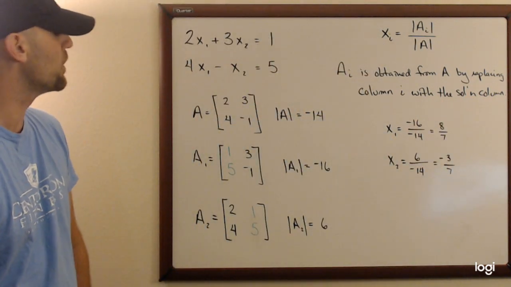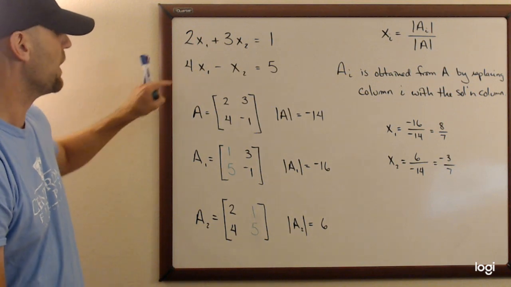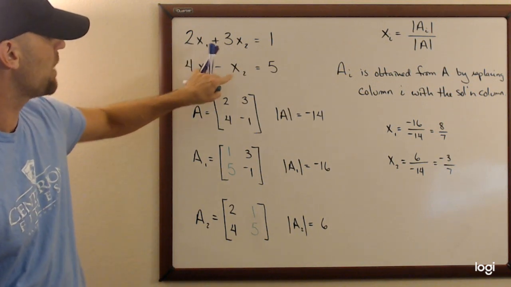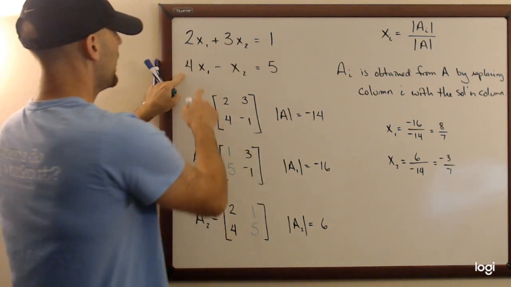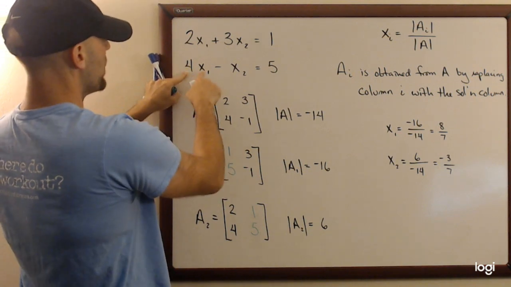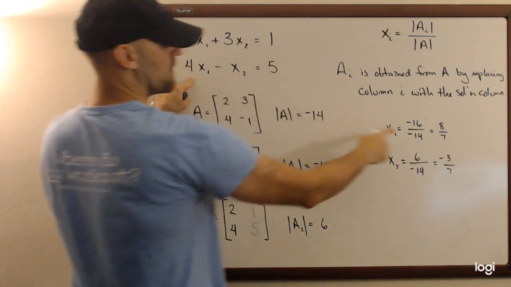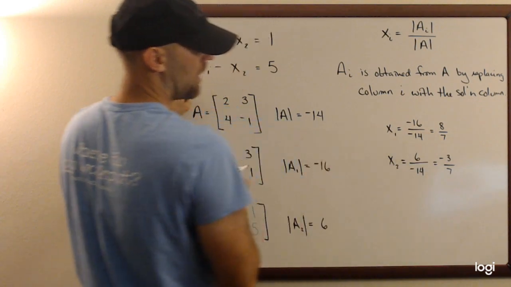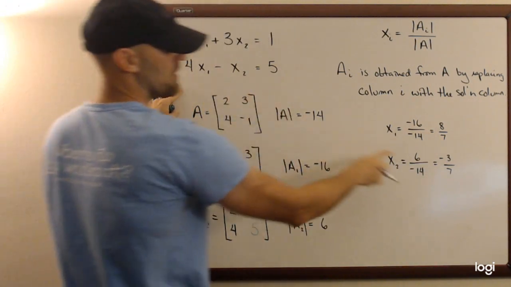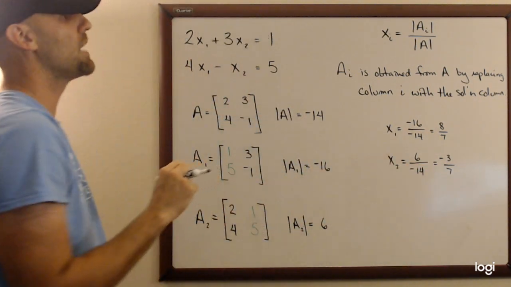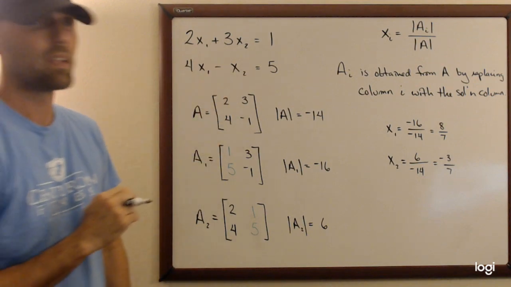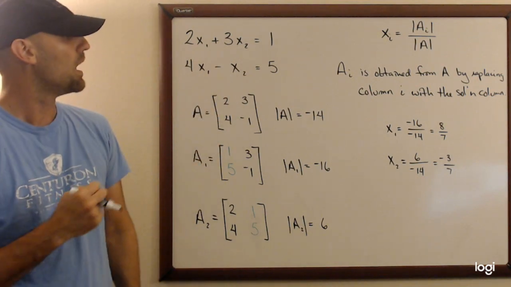We can check those fairly easily. Is 4 times x1 minus x2 equal to 5? 4 times x1 is 32/7 minus negative 3/7. That's 35/7, which is fine. There we go. So this is Cramer's rule.